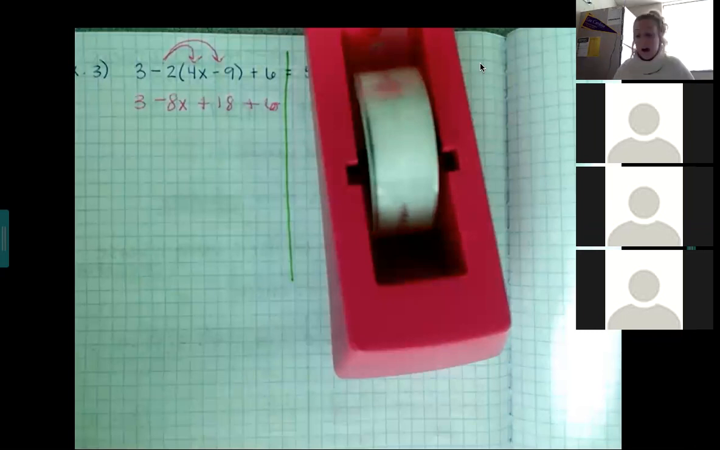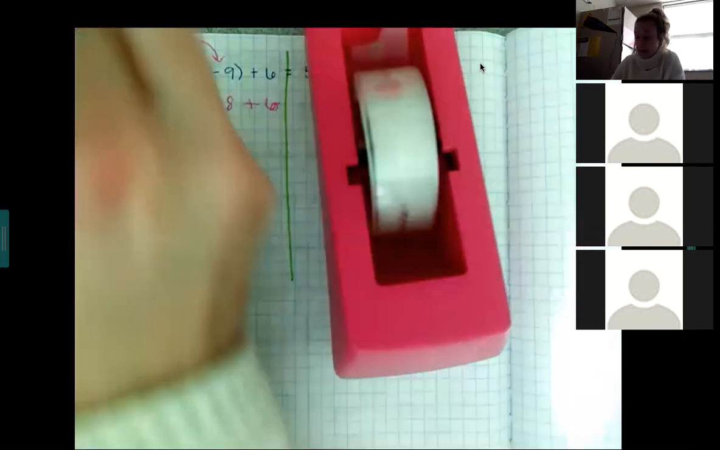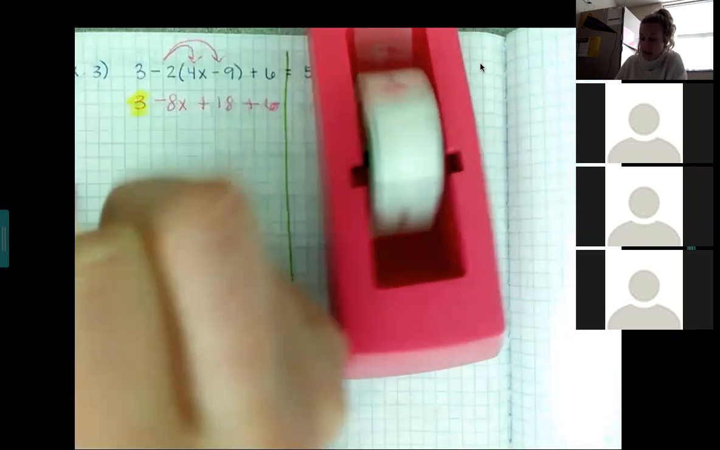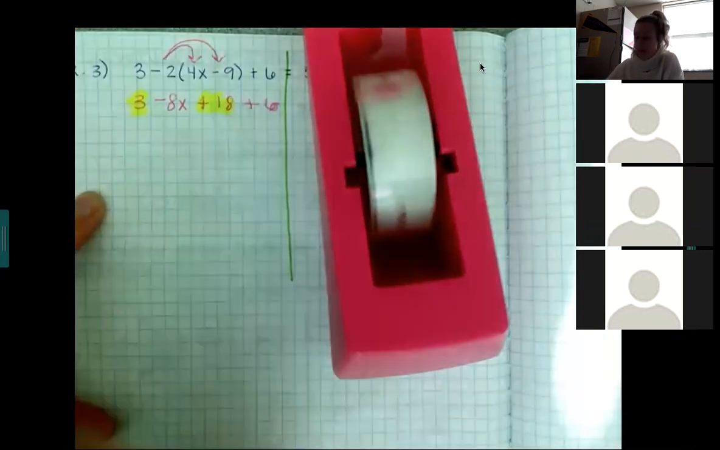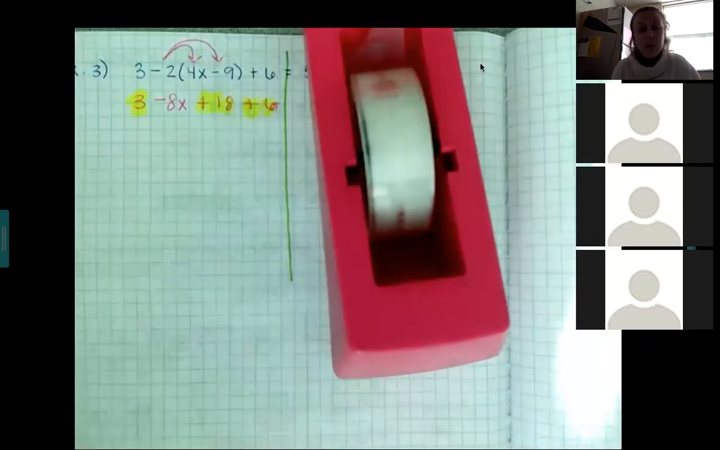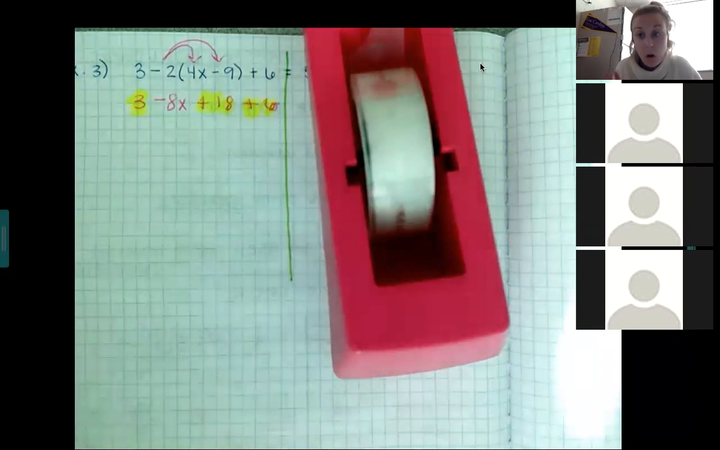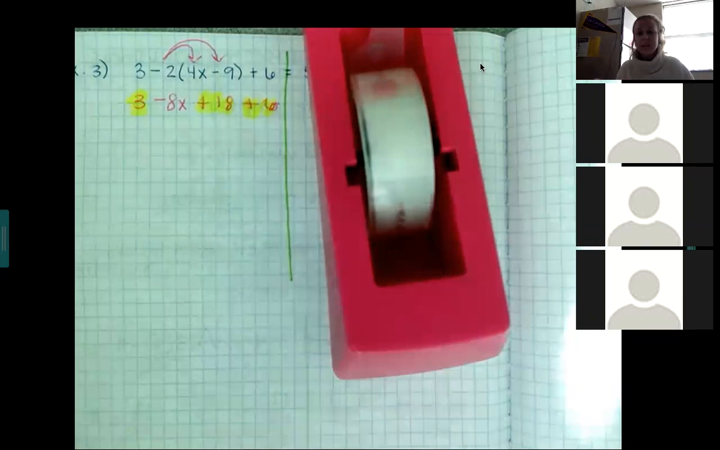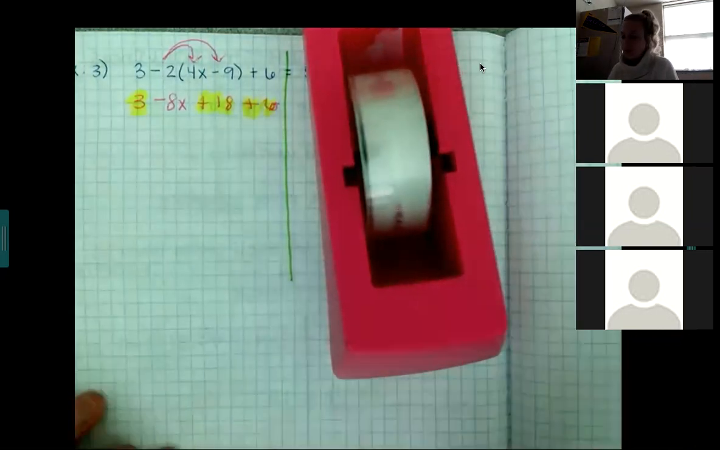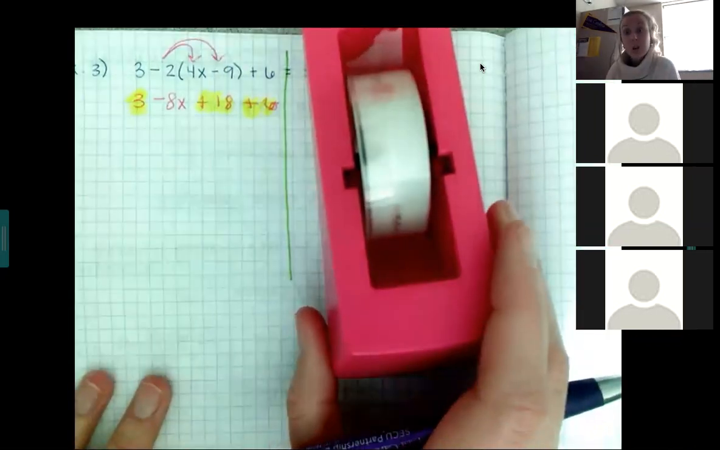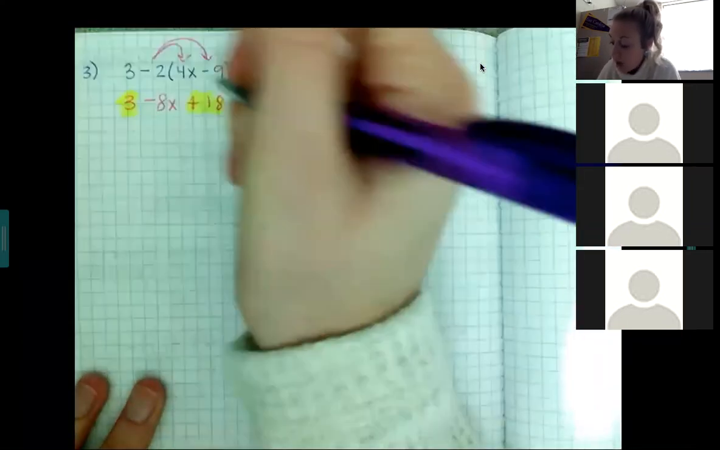I see a 3. I see a positive 18. So I know I can do 3 plus 18. And then I also see a positive 6. So can y'all add 3 plus 18 plus 6? They're all numbers. There's no x's, so I can put them together. What's 3 plus 18 plus 6? 27. Good, David. I counted on my fingers. That's totally okay. I also got 27.